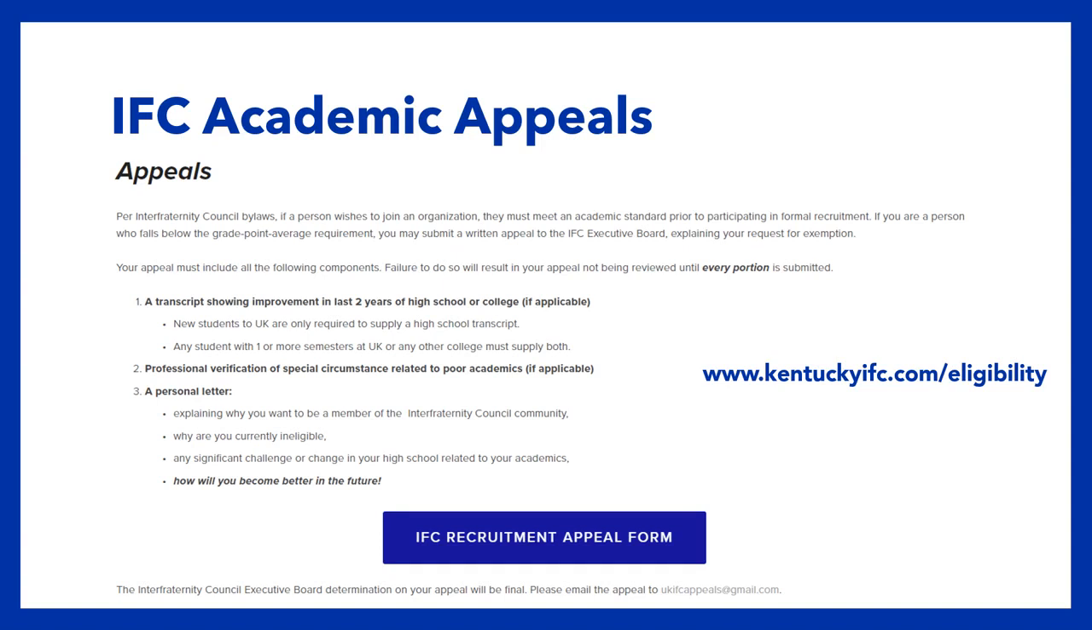If for some reason you do not meet these eligibility requirements, you can visit www.kentuckyifc.com/eligibility and fill out our appeal form. To submit an appeal, you must be able to show improvement on your last 2 years of high school or college transcript, as well as submitting an explanation of why you believe you would make a good addition to the Kentucky IFC community. If there are any other special circumstances, we also request that you include that in the appeals process. All decisions regarding appeals are made by the IFC Executive Board and are final.